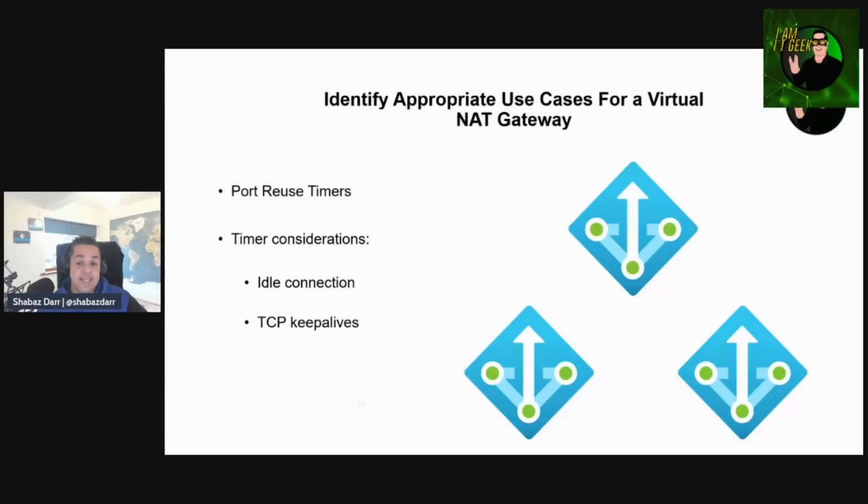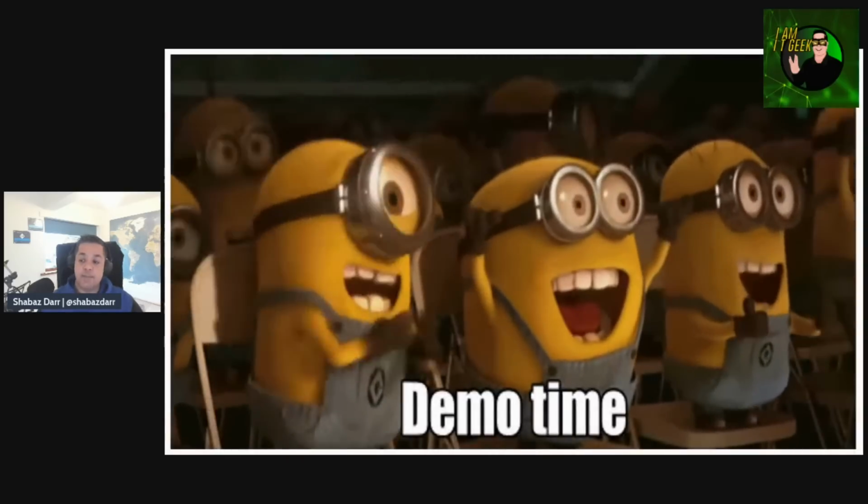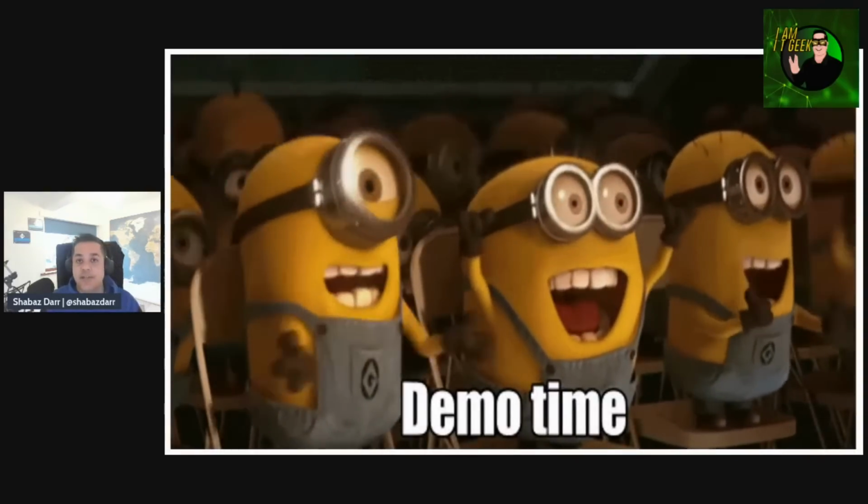Finally, UDP timers aren't configurable. UDP keepalives should be used to ensure that the idle timeout value isn't reached and that the connection is maintained. So enough of me talking. I'm going to hand over to Mohammed Sajid and we're going to look at implementing a NAT gateway. So over to you, Saj.